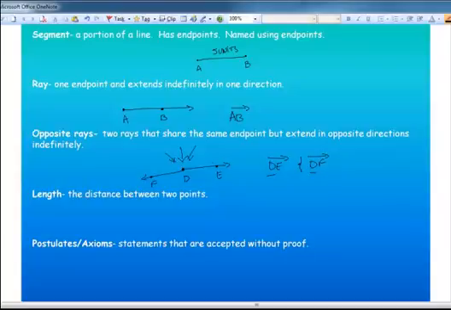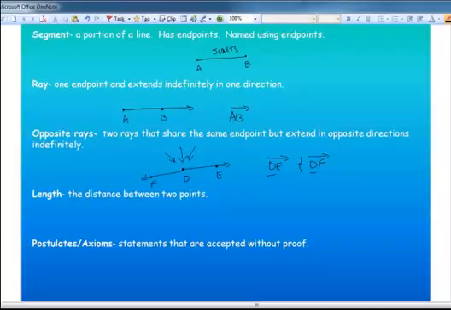Now, length is the distance between 2 points. We talked about that before with the idea of a segment, and that's the only time that we can ever measure the length when talking about a line or a ray or a segment. Segments are the only ones you can measure the length. The distance from A to B to C, whatever letters you're talking about.